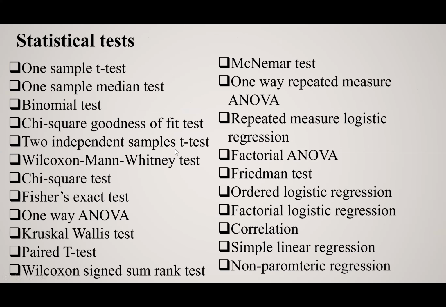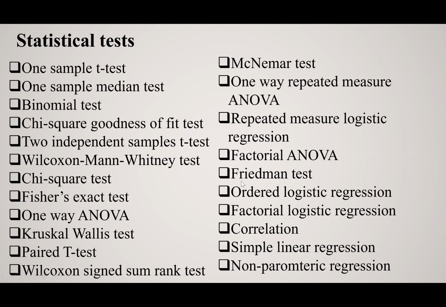So what are the tests that we use for probability testing? There are many. You can see these are examples of some. We have the one sample t-test, one sample median test, binomial test, chi-square, which I think some of you have heard about, chi-square goodness of fit test, two independent sample t-test or student test, Wilcoxon, Mann-Whitney test, and so on, chi-square test, Fisher test, ANOVA, analysis of variance and so on.